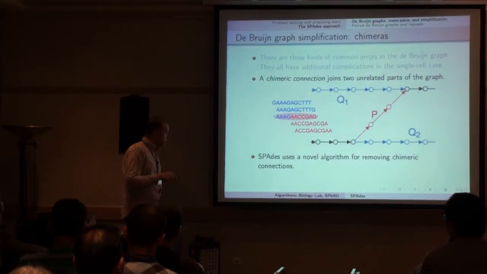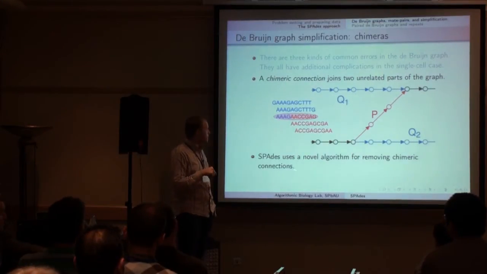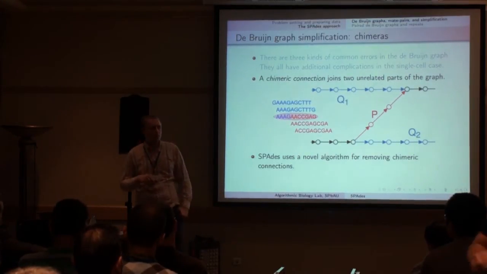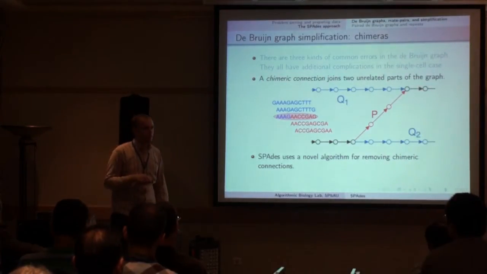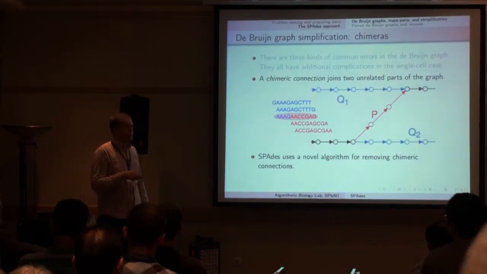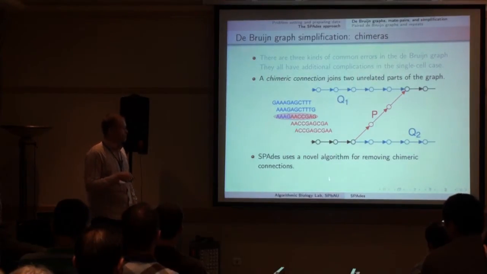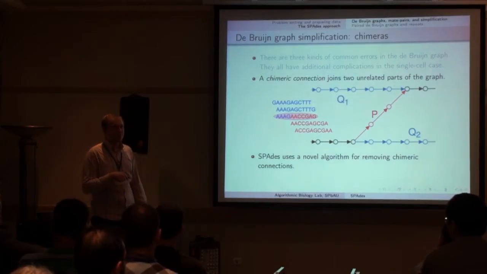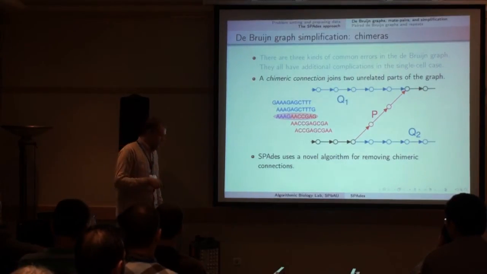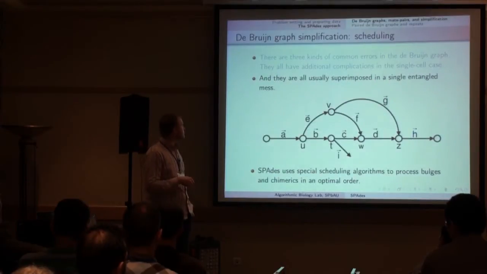And SPAdes, again, I will not go into details here, but SPAdes uses a novel algorithm for dealing with chimeric connections. And we have tried approaches based on MaxFlow algorithms. I'm not sure if they're actually working in the code right now, but there are many ideas here.